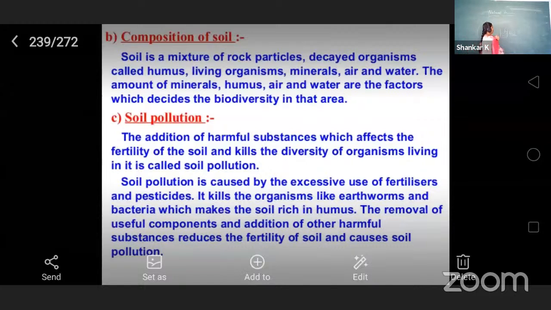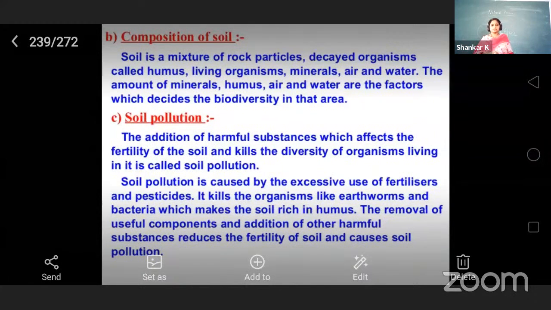So when you put soil inside the water, you see rock particles, meaning small stone particles, and sand particles, and mud. Some particles will be floating in water. These we call humus. Which particles will float?